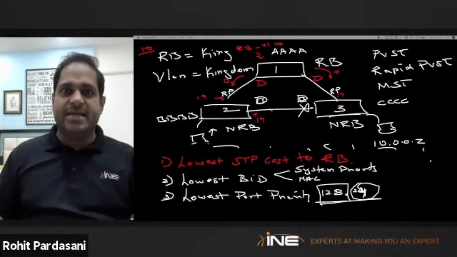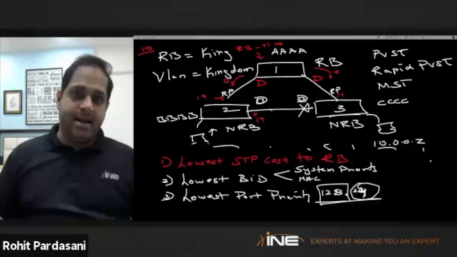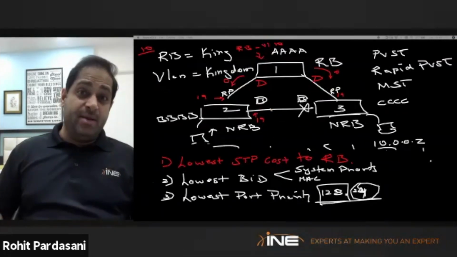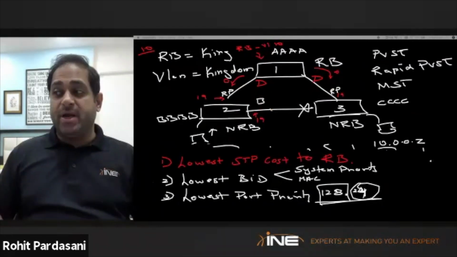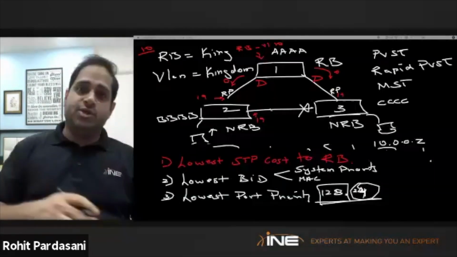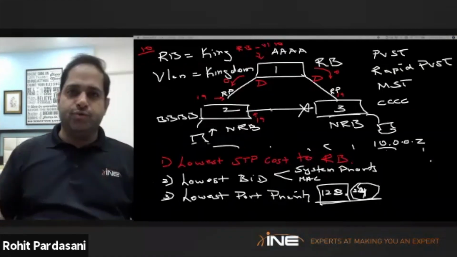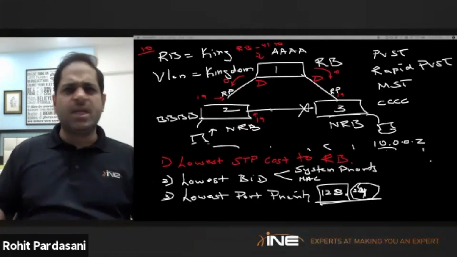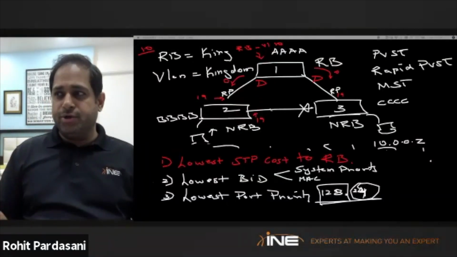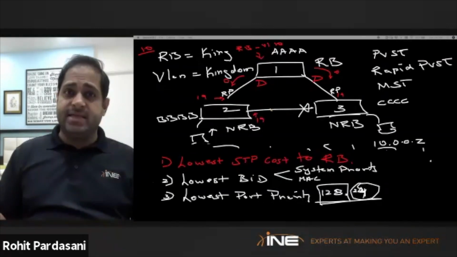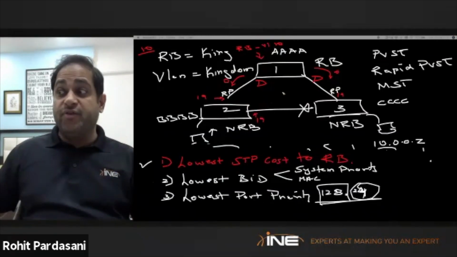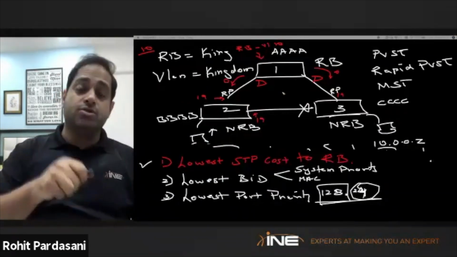You cannot have 2 designated. You cannot have 0 designated. There must be one and only one designated port per link, which basically means that either switch 2 becomes designated and switch 3 goes into blocking state, or switch 3 becomes designated and switch 2 goes into blocking state. So which one? Again, for designated and blocking state selection, the criteria is still the same. It will compare the lowest cost first, not cost of the link, but the lowest cost to the root bridge.